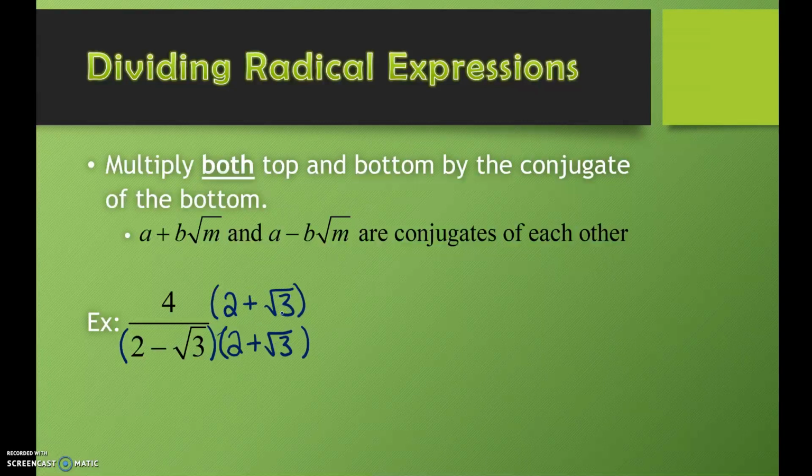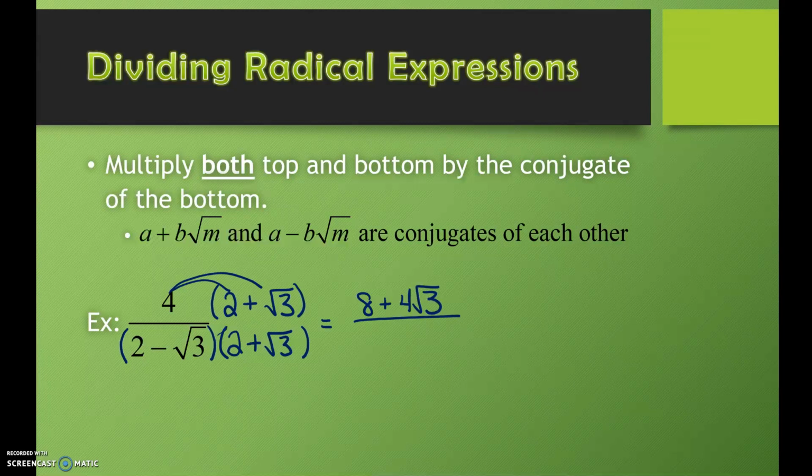And we're going to multiply that on the top and the bottom. As long as you multiply both the top and the bottom by the same thing, you're not changing the value of the fraction, you're just manipulating the numbers. On the top, let's distribute. 4 times 2 is 8. 4 times the square root of 3 is 4 times the square root of 3.